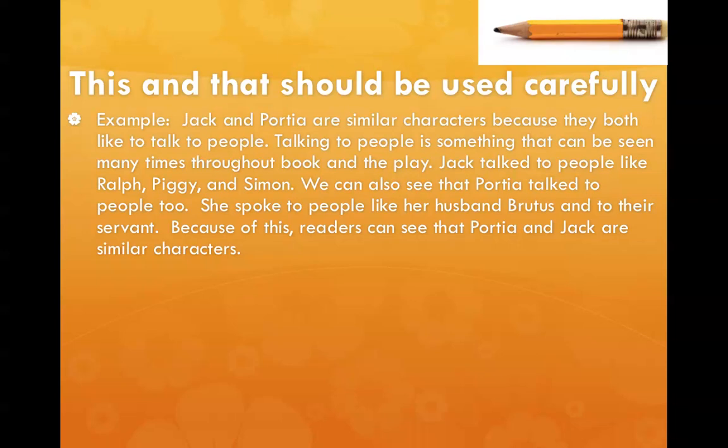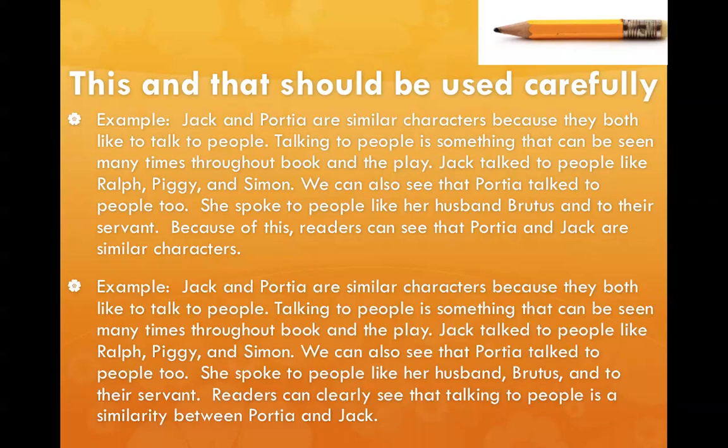So the "this" in this paragraph refers to pretty much the whole paragraph and the whole large idea and all the examples that you use. And that is too much for that little pronoun to handle. So this can easily be fixed with a little rewording.